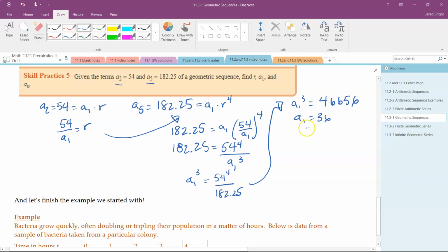Okay, and then consequently, remembering that R is 54 over A1, R is going to be 54 over 36, and if I simplify that, I believe I get 3/2. So I found R, I found A1, and now I can find AN by saying that AN is going to be 36, which is A1, times R to the n minus 1, so 3/2 to the n minus 1.